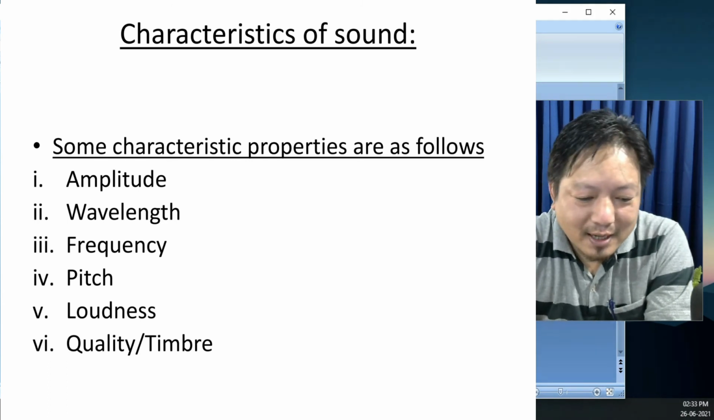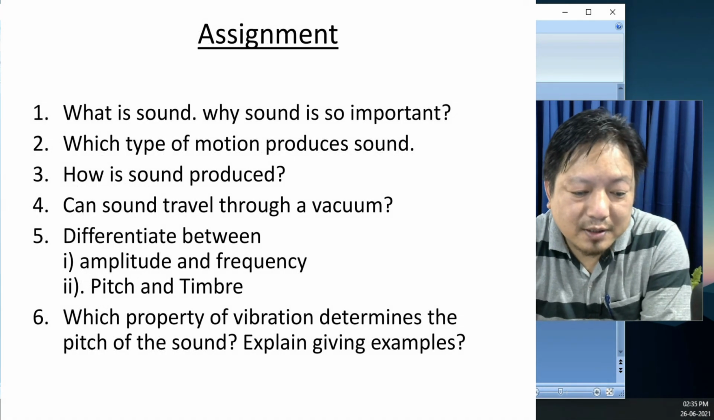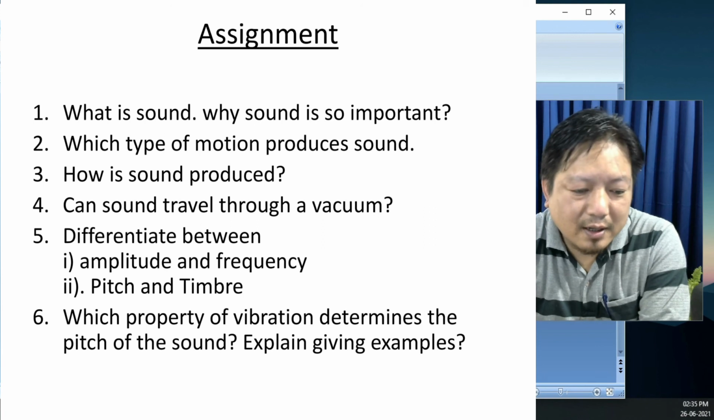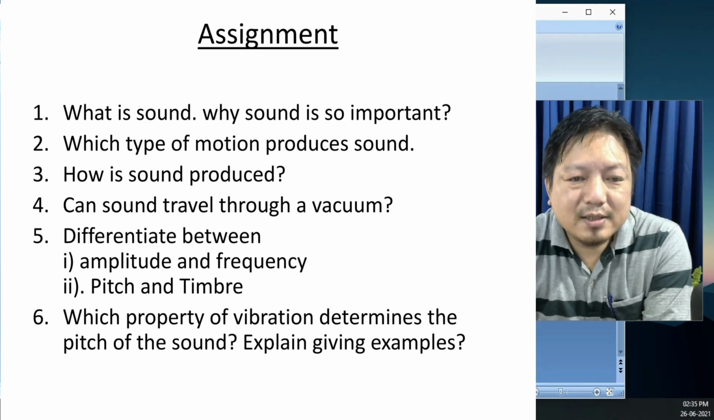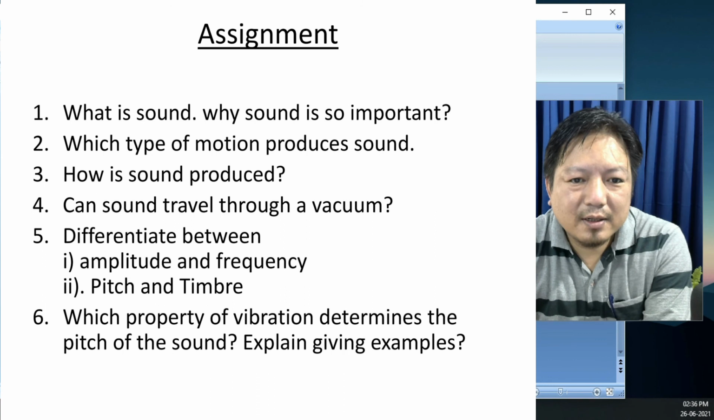So for today I'll stop here, and for your assignment I'll give you 6 questions. And the questions are: question number 1, what is sound? Why is sound so important? Question number 2, which type of motion produces sound? Question number 3, how is sound produced? Question number 4, can sound travel through a vacuum?